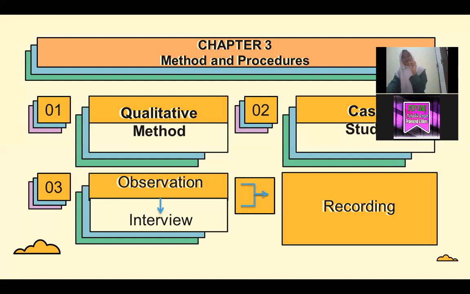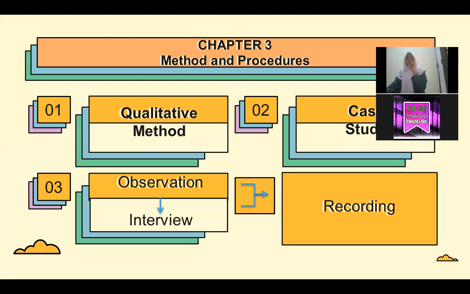Okay. When I ask you about your comprehension of case study, I'm not asking why you chose case study. What I mean here is, what is a case study based on your perspective?